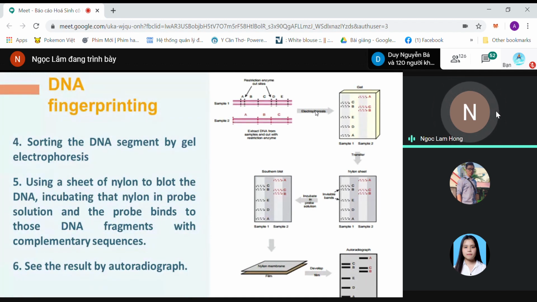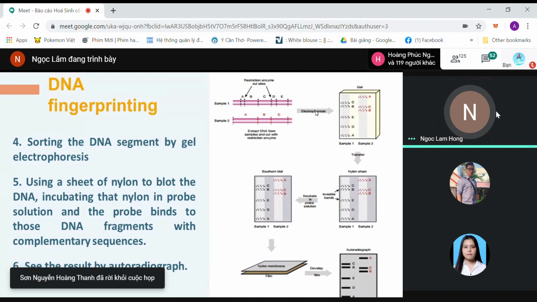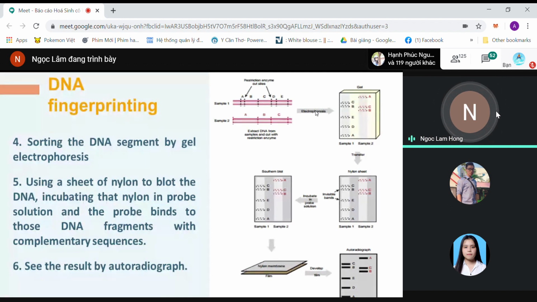Single-stranded DNA fragments are transferred onto the membrane. This is hybridized with a suitable DNA probe, the DNA to be investigated, like DNA found at the crime site. And before these probes are used, they are tagged with a radioactive substance or fluorescent dye. And in the final step, we can see the result by autoradiograph. This is a technique using X-ray film to visualize molecules or fragments of molecules that have been radioactively labeled.